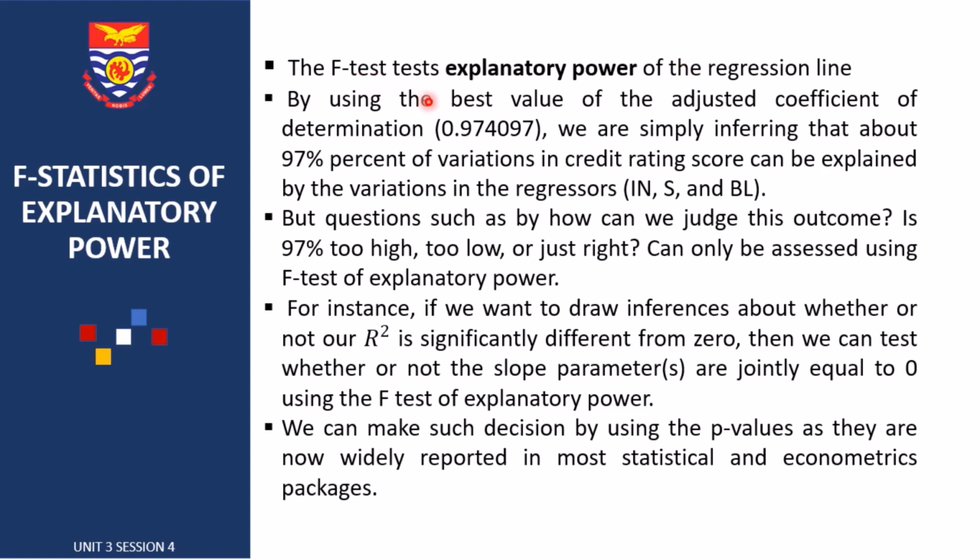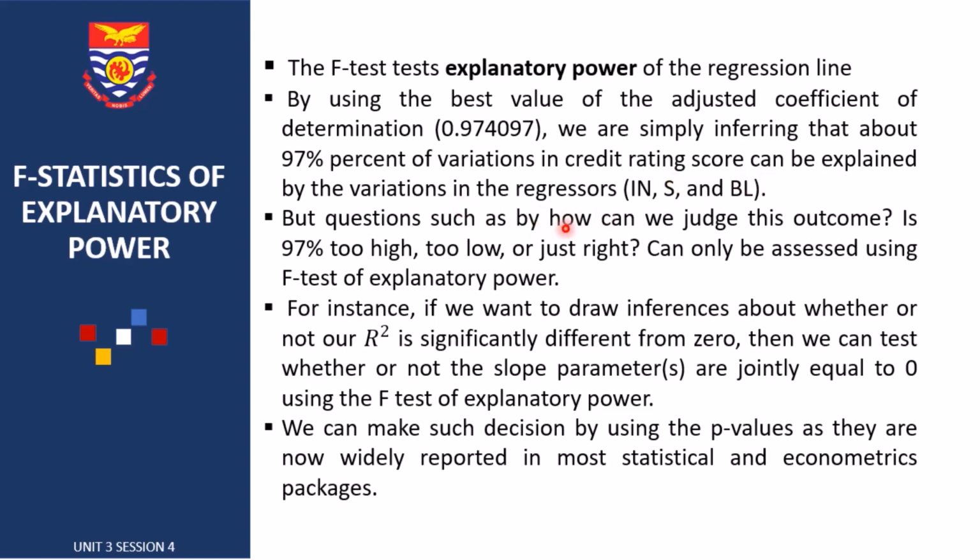So by using the best value of the adjusted coefficient of determination, that is from our previous table, table 3.4, we are simply inferring that about 97% of variations in the credit rating, which is the dependent variable, can be explained by the variations in the regressors, that is income level, student status, and bank balance.